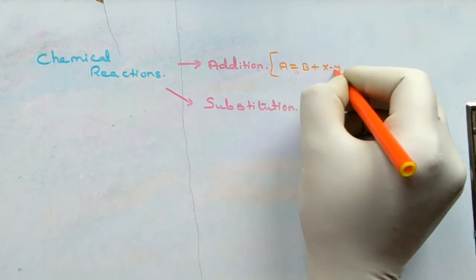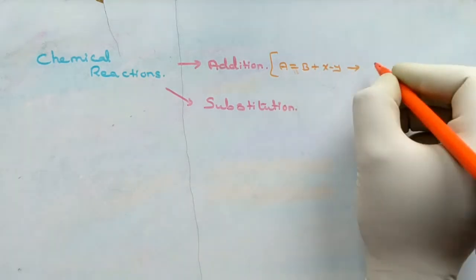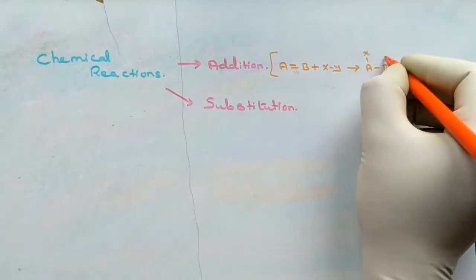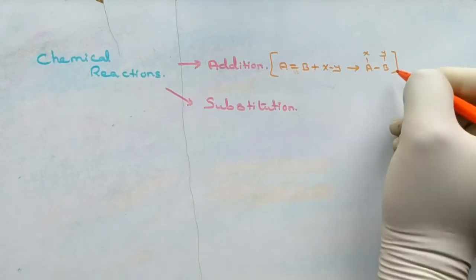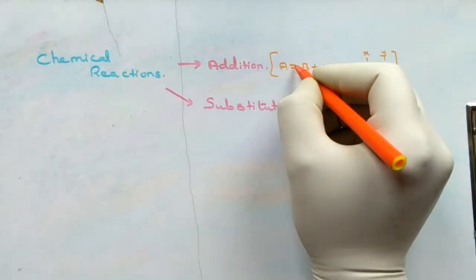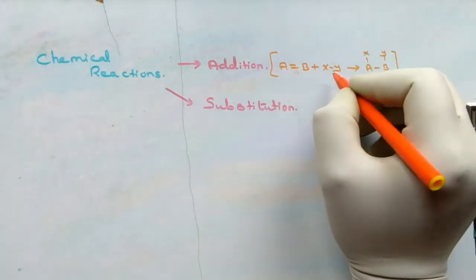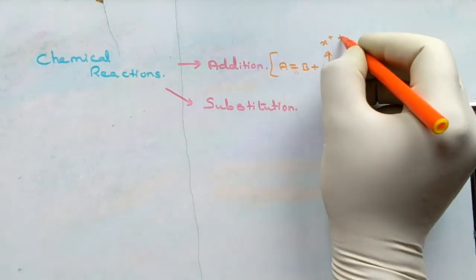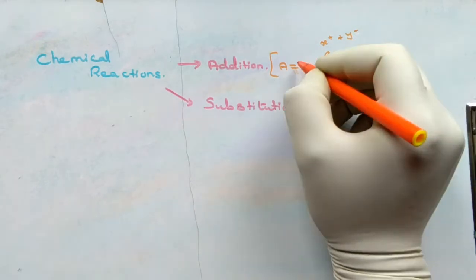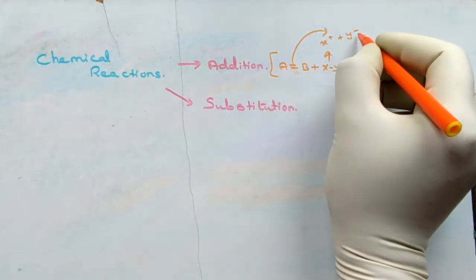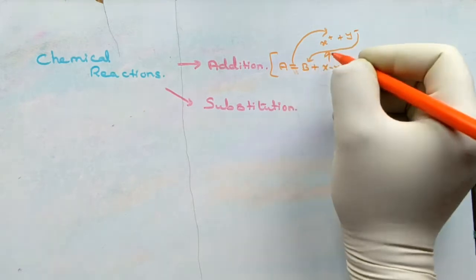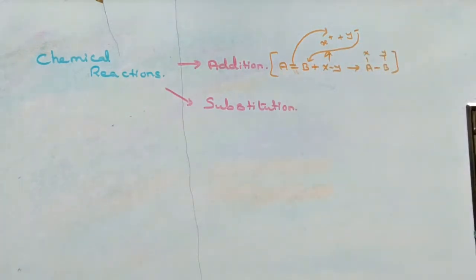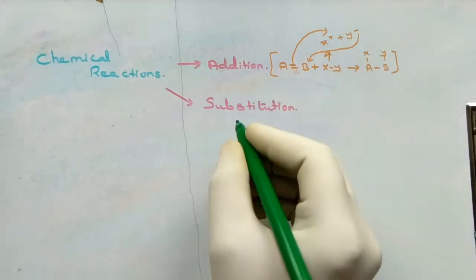When it reacts with a molecule XY, then we will get a product like this, AB. X and Y will be bonded with A and B. See here, no atom or no element is replaced, but instead XY is bonded with A and B. When XY is dissociated, then we will get X plus and Y minus. The pi electron will attack X plus, then Y minus will attack the other atom. Because Y minus has the bonding pair of electrons, with those electrons Y can make a bond with B.